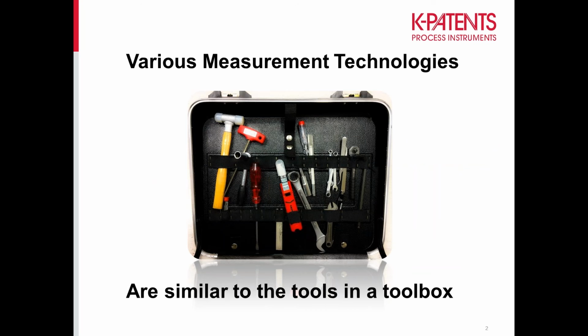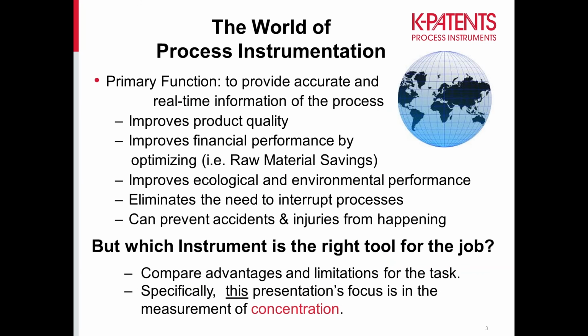In instrumentation, the primary function is to provide accurate and real-time information of the process. If you have that information, you can do specific tasks like improving your product quality or improving your financial performance by optimizing, such as raw material savings. You can also improve ecological and environmental performance of the process and eliminate the need for any kind of process interruptions. This also could be a safety tool: if you have correct information in real time, you can prevent accidents and any kind of injuries from happening. But which instrument is the right tool for the job? Well, you have to compare your advantages and limitations for each task at hand.